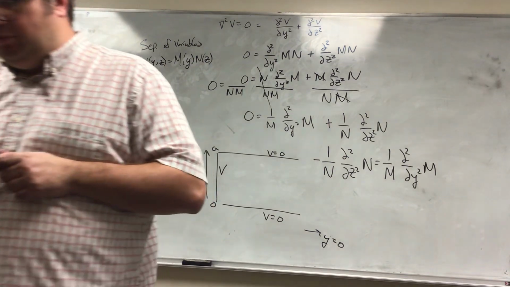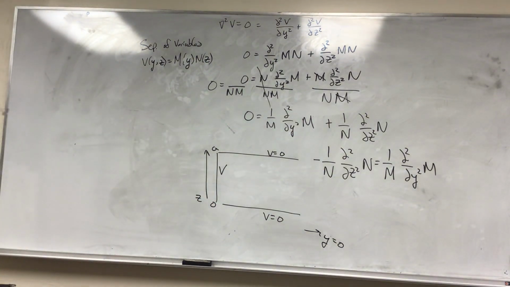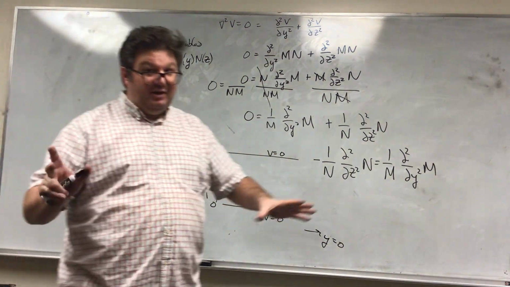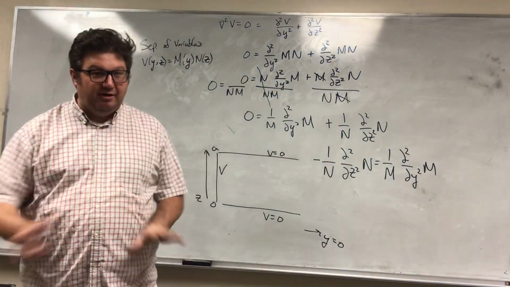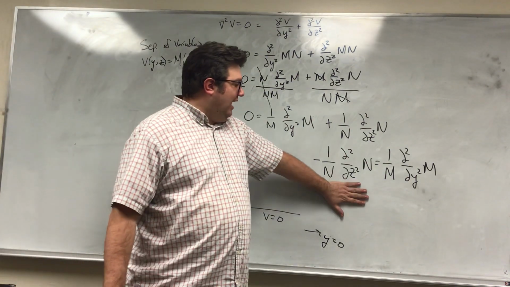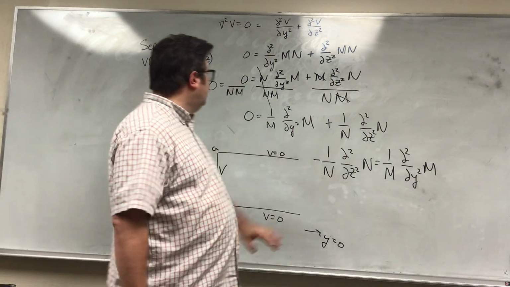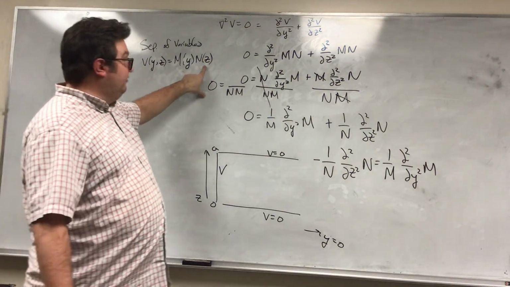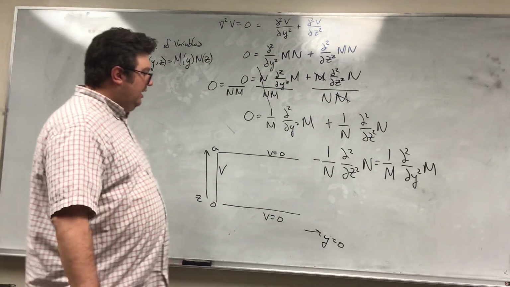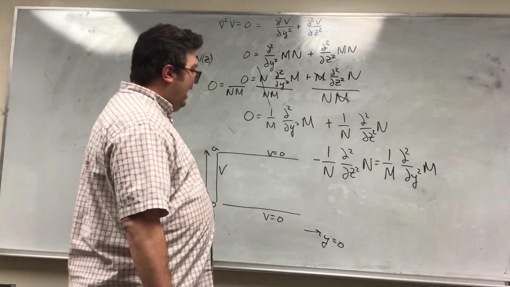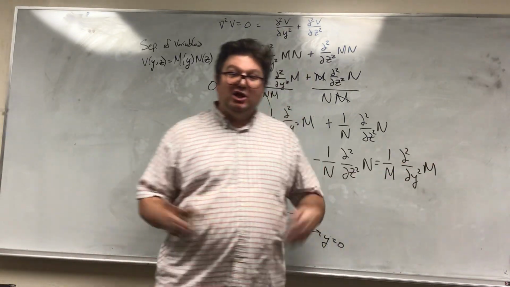Okay, now take a moment and look at that. This is super duper amazing, exciting. I can't believe it's not butter. Oh my gosh, this is amazing. Everything on the left side only depends on one coordinate, the z coordinate, right? N only depends on z. Z only depends on z. So everything here depends on one coordinate, z. And everything on the right side is only depending on one coordinate.